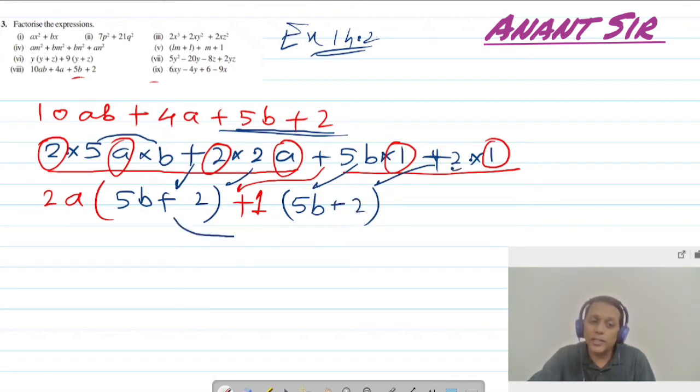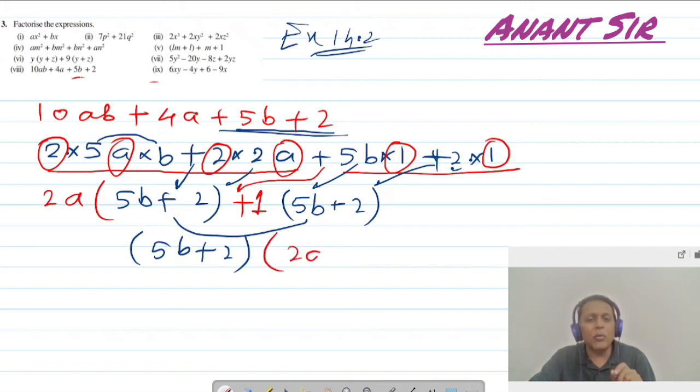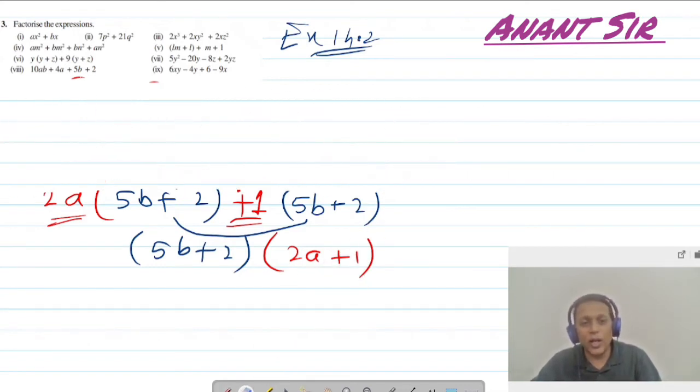So, are we getting the same bracket? Yes, that means our answer is right. So, we are going to write that bracket, and in the second bracket we are going to write the terms which were outside, 2a plus 1. So, now we are into the last question.